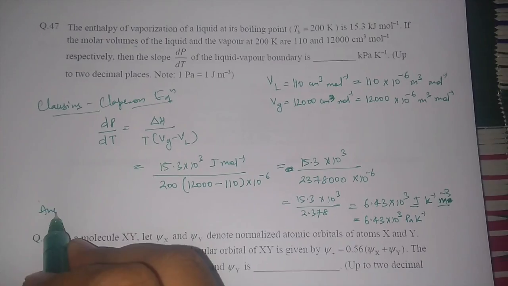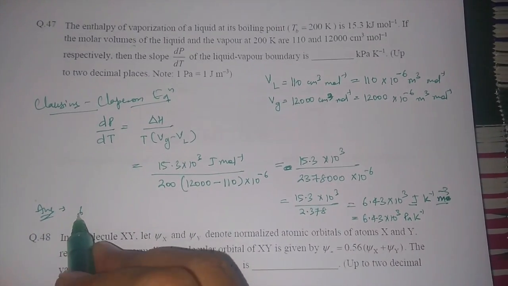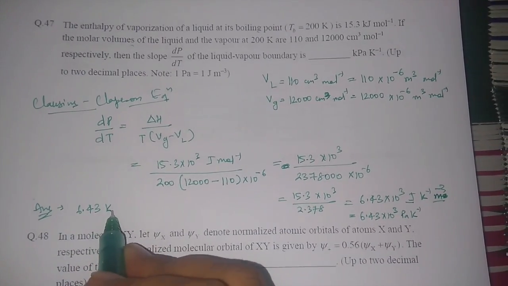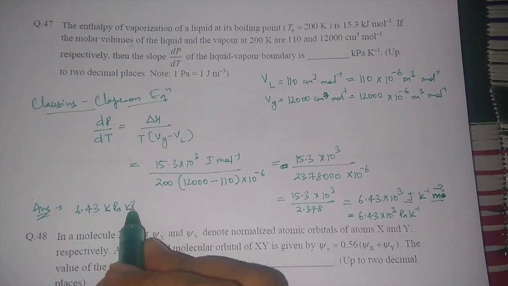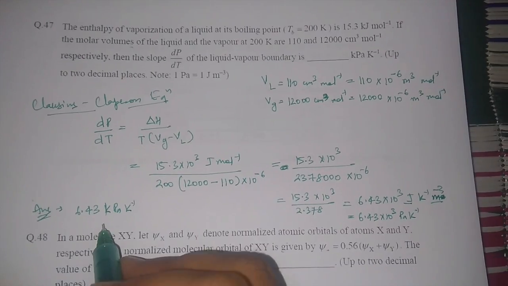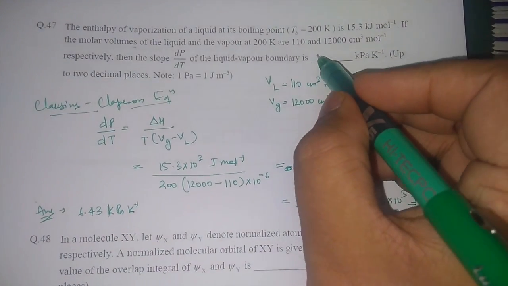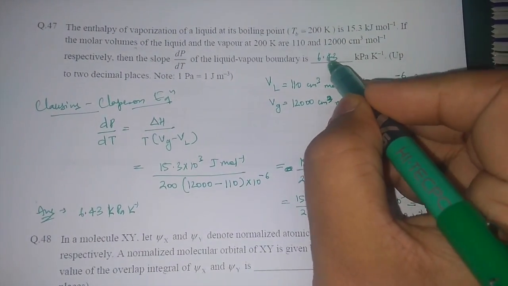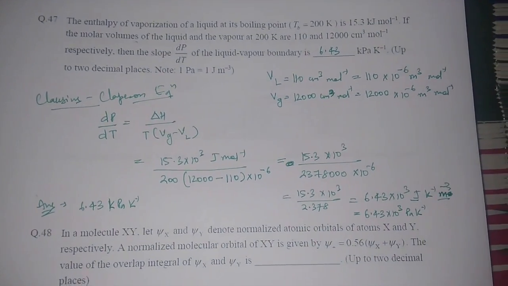So basically your answer will be 6.43 kilopascal per Kelvin. So this will be your answer. So the answer will be 6.43. This will be your correct answer for this particular question.